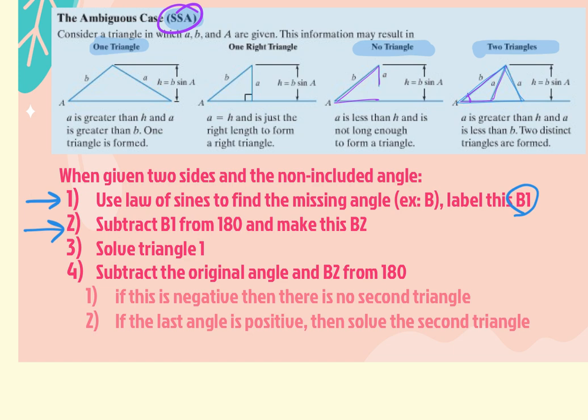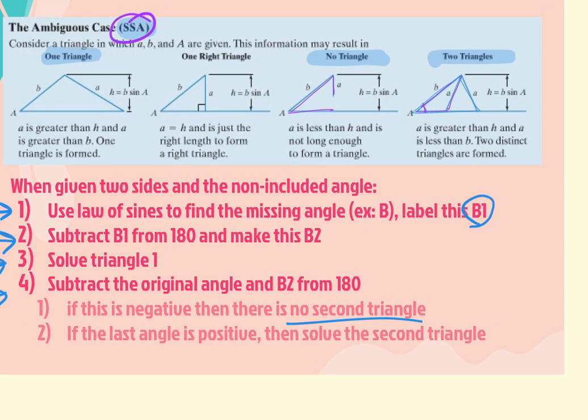We will continue to solve the first triangle, and then we will go to the second triangle and continue to solve that. So we'll solve the first one just like normal, and then we'll solve the second one. If when you go to find the third angle on the second triangle, that angle ends up being negative, then we say there's no second triangle, there's only that first triangle. If that last angle is positive, then we're going to solve it and we know it's a second triangle.